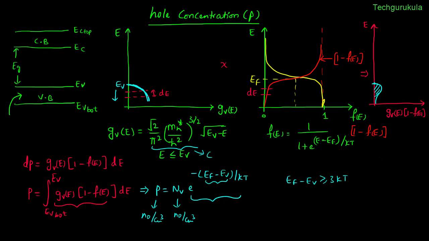We can say that NV is actually the effective density of states, and this exponential basically tells us what percentage of these states are actually empty, so that it gives us the number of holes in the valence band. So that's what it means. This is a very important expression. We'll keep revisiting this expression in future videos.